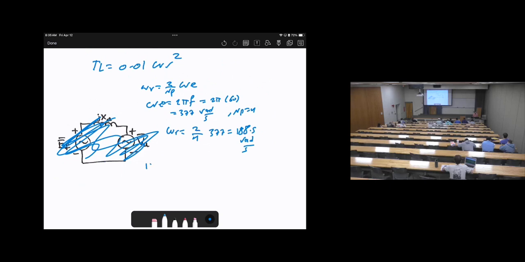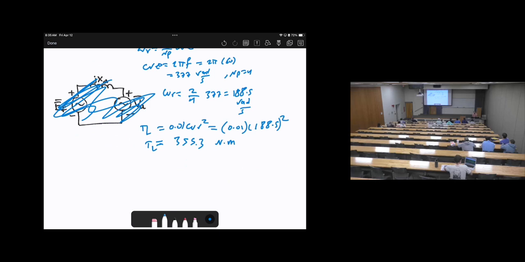So I can say the load torque, again, is 0.01 times omega r squared, which is 0.01 times 188.5 squared. So the answer will be 355.3. And what's the unit of the torque? Newton meter, of course. This is the load torque.